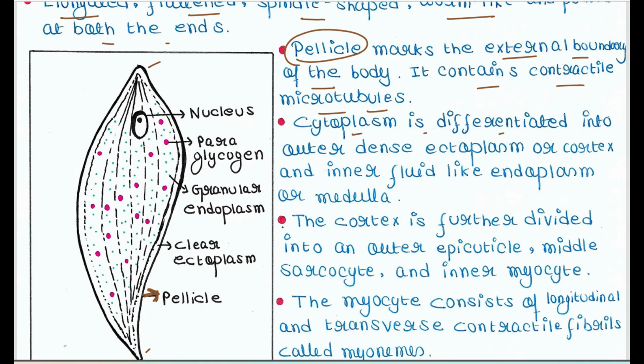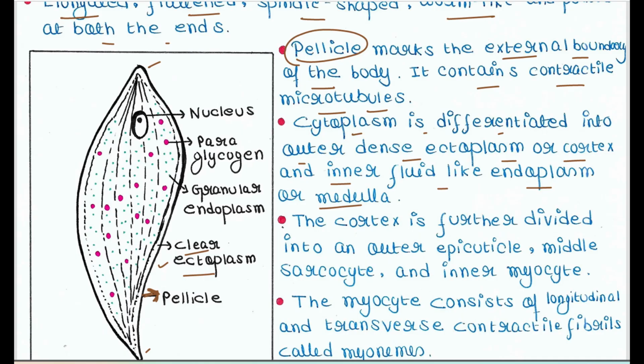Cytoplasm is differentiated into outer dense ectoplasm or cortex and inner fluid-like endoplasm or medulla. So inside the structure, that means beneath the pellicle, the whole thing is basically cytoplasm. So cytoplasm is divided into two groups. One is the ectoplasm, that is basically clear part. Ectoplasm is dense and it is present in the periphery of the cell. That is, it is present in the outer portion of the cell.